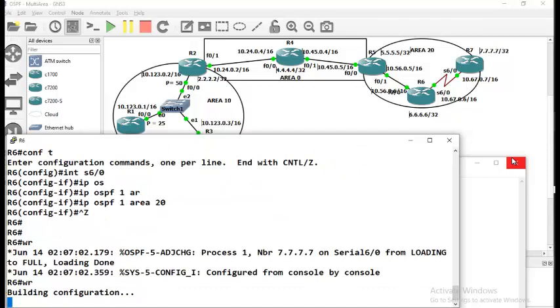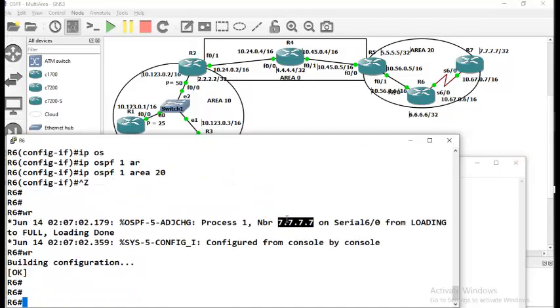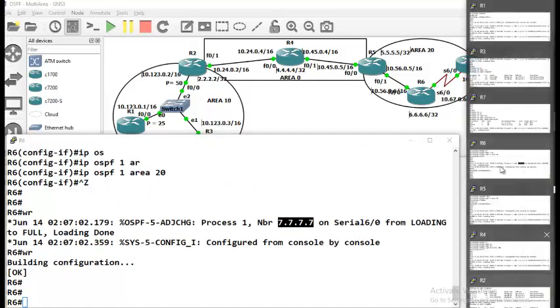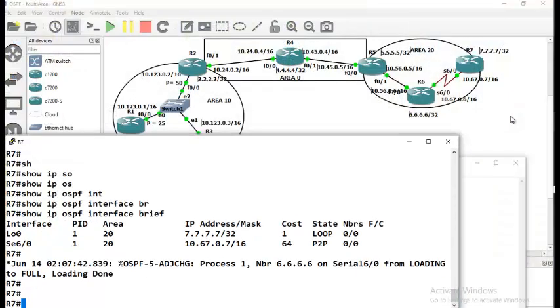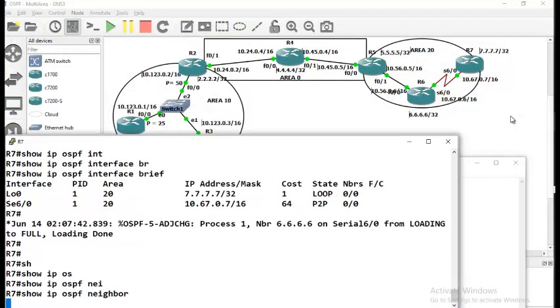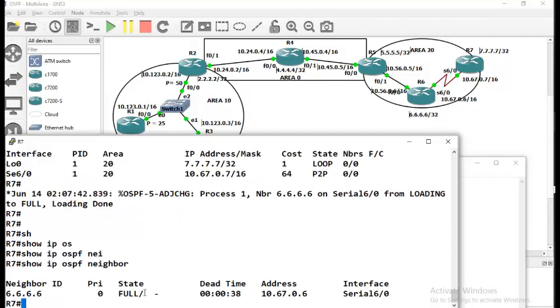Okay, the neighbor has come. I can see neighbor 7.7.7.7. Now go to router 7 and check show ip ospf neighbor. You will not see any DR or BDR. You will see only the full relationship. If there were DR-BDR, it would show here. It will not show because it's point-to-point.